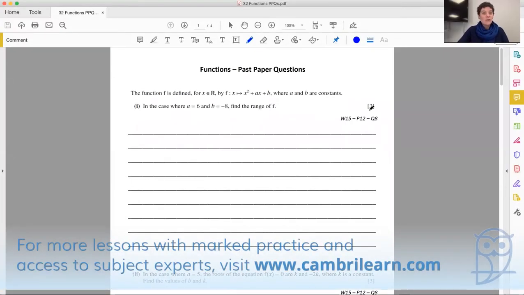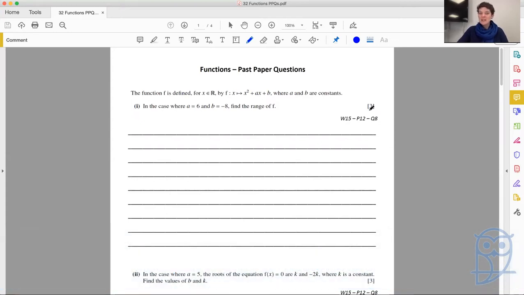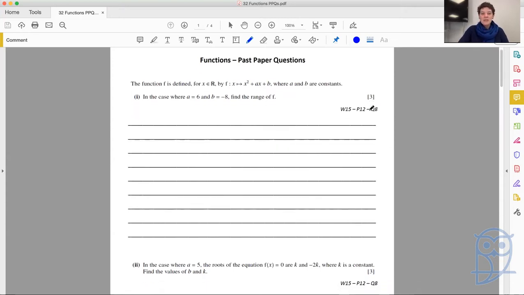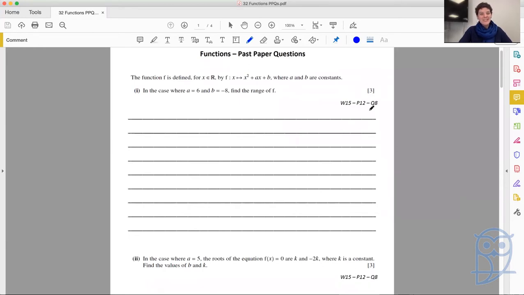This lesson is focusing on functions past paper questions, continuing on the theme of unusual questions rather than standard questions. Of course, when it comes to functions, we're going to be talking quite a bit about domain and range. So the first question we have today is actually a special request question.